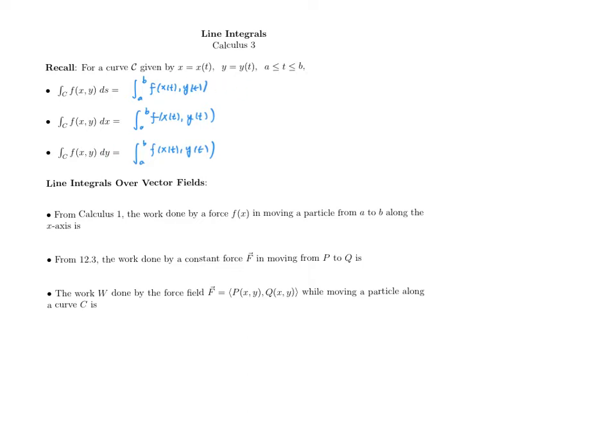So for ds, we would add on the square root of x prime squared plus y prime squared dt, a line integral with respect to arc length. With respect to x, the dx becomes x prime of t dt, and with respect to y, the dy becomes y prime of t dt. So based upon the differential, we see how each of these line integrals changes.